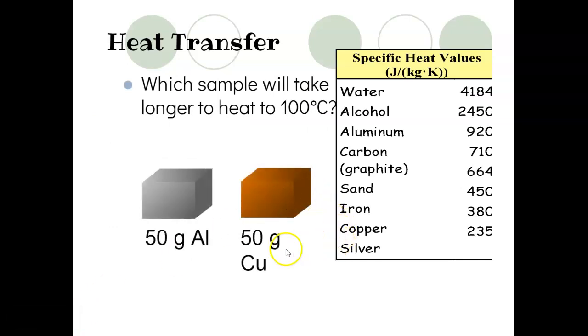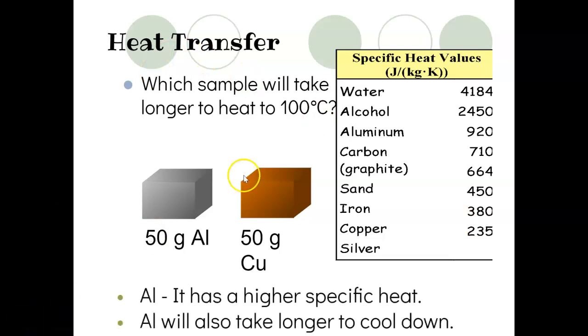Okay, so in this example, it says which sample will take longer to heat to 100 degrees Celsius. So specific heat values are pretty easy. You're just looking for the value that's the highest. So the higher specific heat that an object has, the longer it's going to take to warm up and the longer it will take to also cool down.